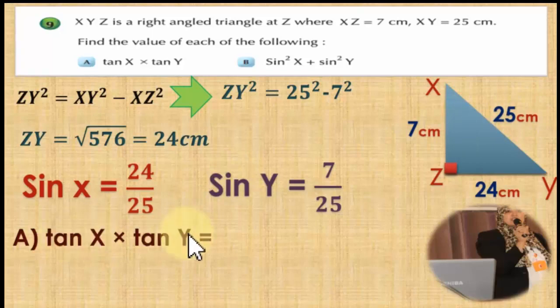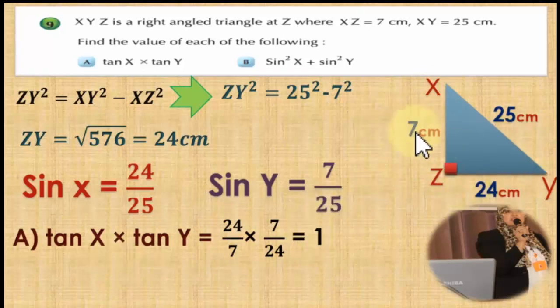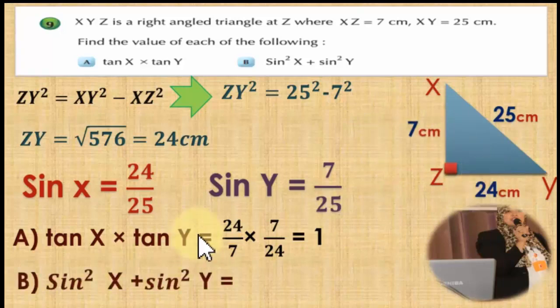What about tan x times tan y? Tan x equals the opposite over the adjacent, 24 over 7, and tan y equals the opposite of y, 7 over the adjacent, 24. And when we simplify these fractions, we get 1.